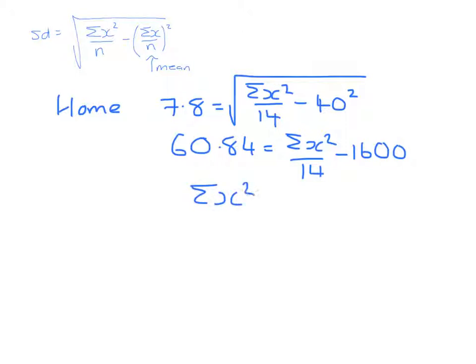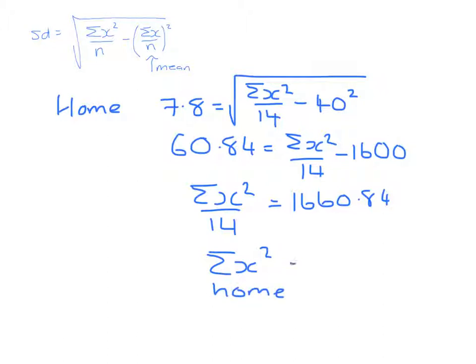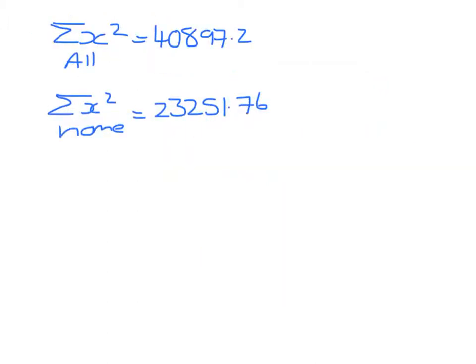Sum of x squared over 14 will be 1660.84, and if I multiply that by 14, the sum of x squared for the home games is 23,251.76. So to work out the sum of x squared for the away games, we'll subtract these two values.